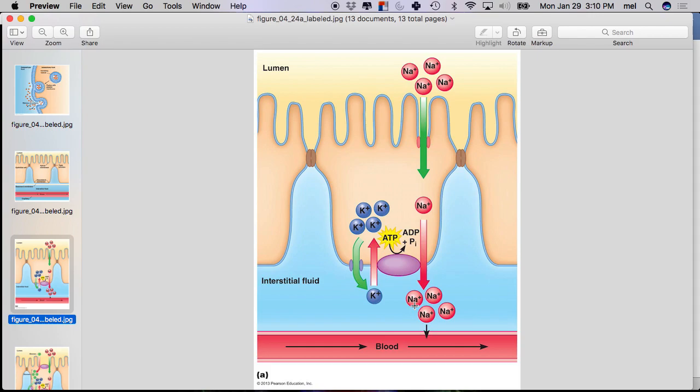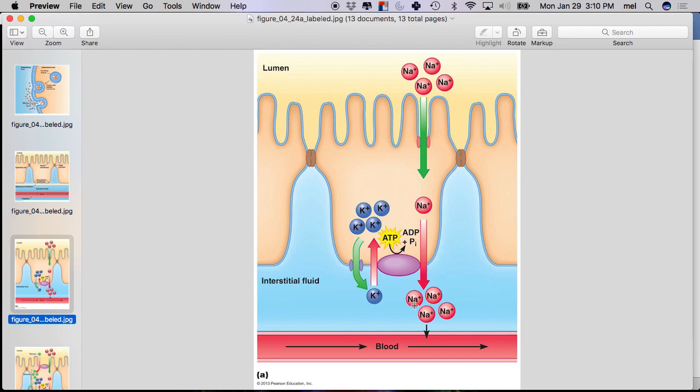I have to move it with the pump, but why do I need to pump it? You're going against its concentration gradient, right? It's high out there, low on the inside, so I have to pump it. Do I really care that it moves potassium at the same time? No, because potassium gets pumped in and then just diffuses straight back out. It's all right. There are leak channels for potassium.